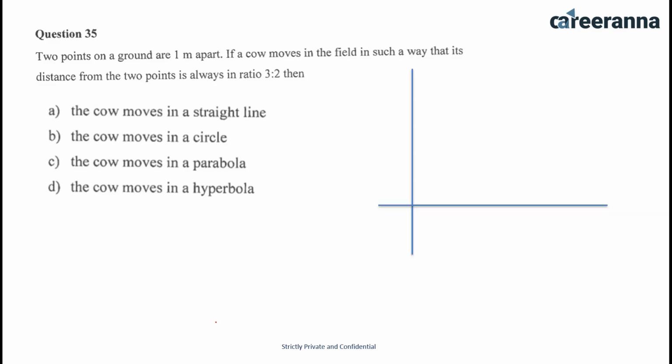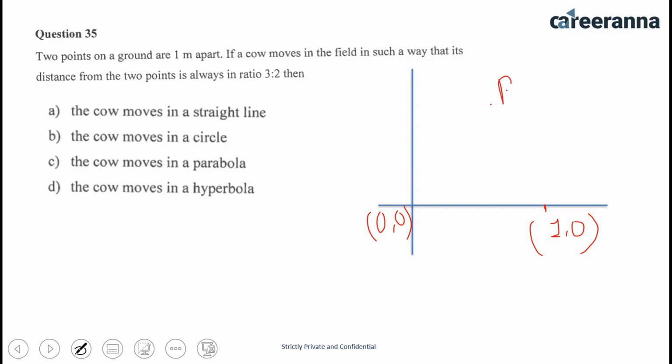So let's make a coordinate axis for our convenience. This will be the origin, that is (0, 0). Two points on the ground are 1 meter apart. So I'll take this point as (1, 0), so that it is 1 meter apart from our point. If a cow moves in the field in such a way that its distance from the two points, let's take an arbitrary point on the coordinate axis, which is B (x, y). Now the question is saying we need to find the distance from the two points. So I need to find the distance of this and the distance of this as well.